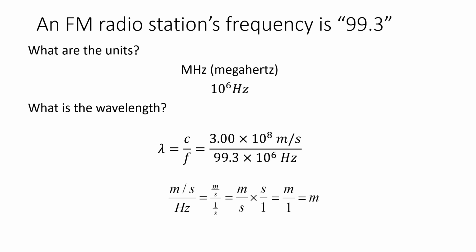Now, in this problem, the wavelength that we happen to get turns out to be 3.02 meters. That's only about 3 giant steps. So if you take 3 large steps, you'll have walked the distance of the wavelength of that particular radio station's frequency. Now, it's traveling along at a really high speed, 3 times 10 to the 8th meters per second, which, by the way, happens to be 186,000 miles per second.